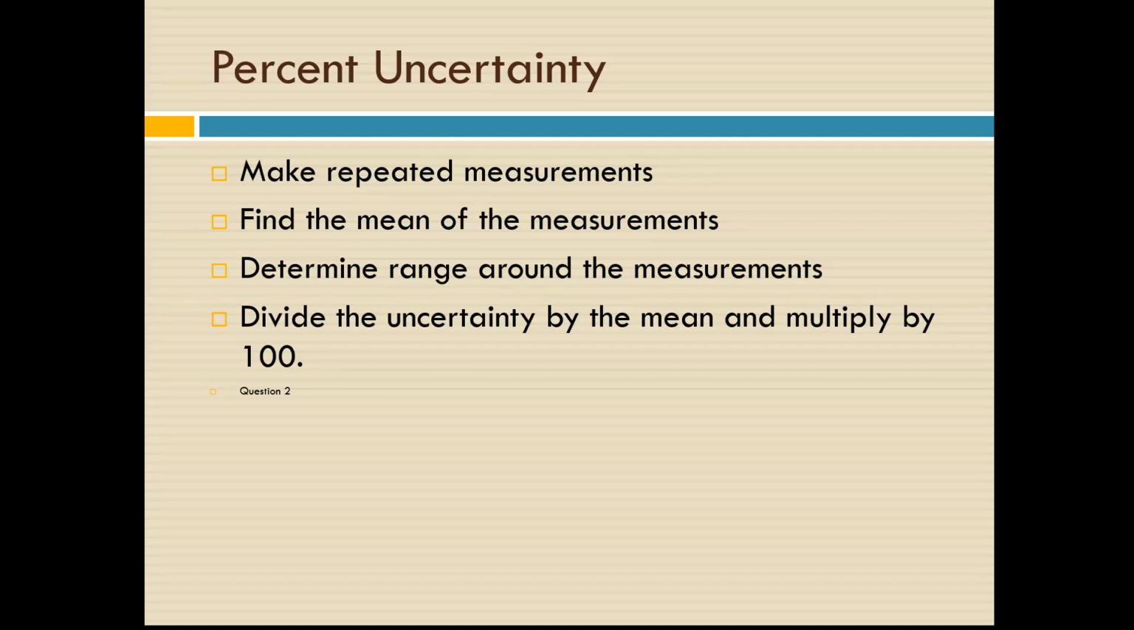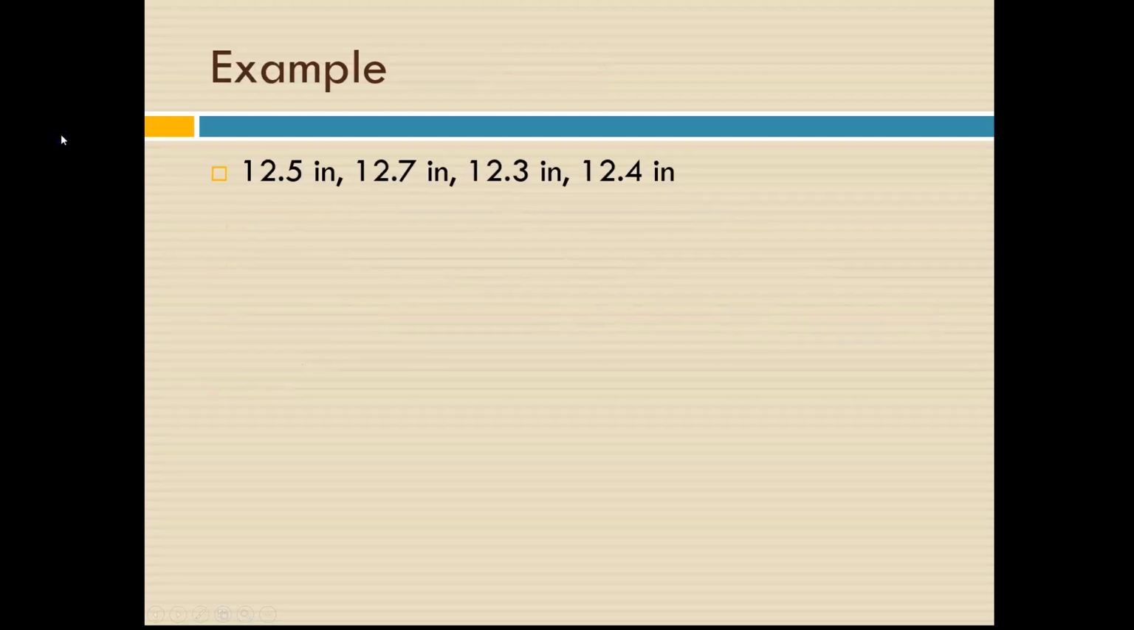Here's how we're going to do that. First of all, there's your numbers, 12.5, 12.7, 12.3, and 12.4 inches. The mean of that is 12.5 inches. Okay? You may have calculated a mean of 12.46 or something like that. You round it to the appropriate number of significant figures. We'll talk more about that later on. So we get 12.5 inches.